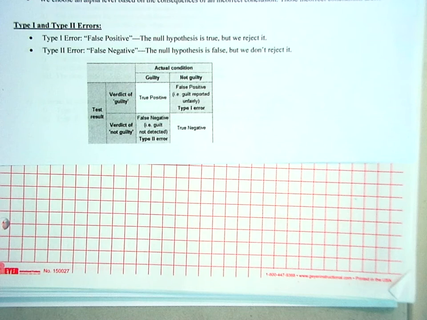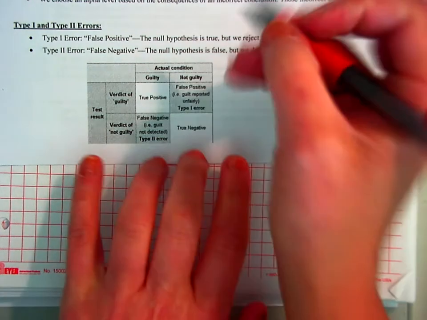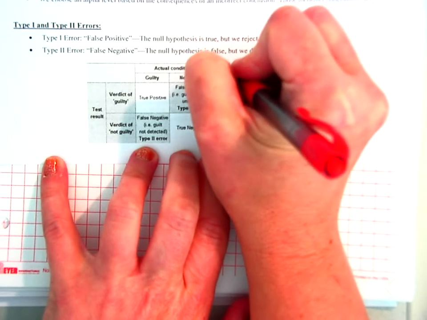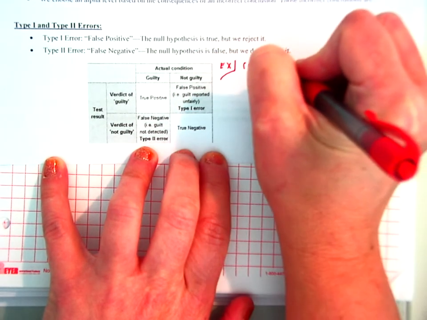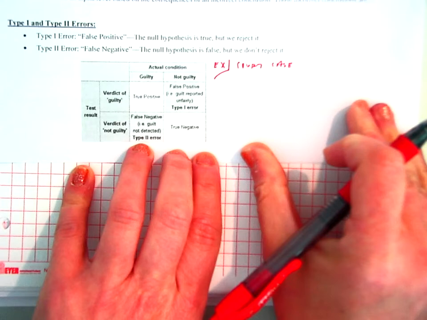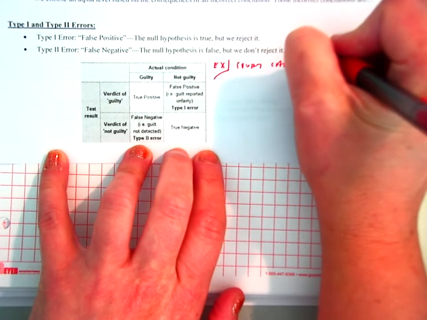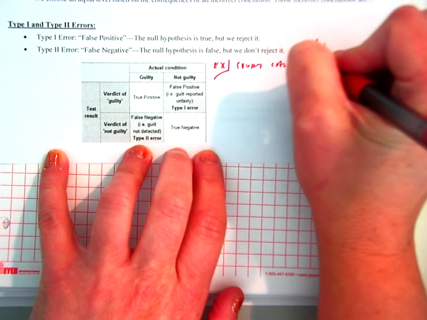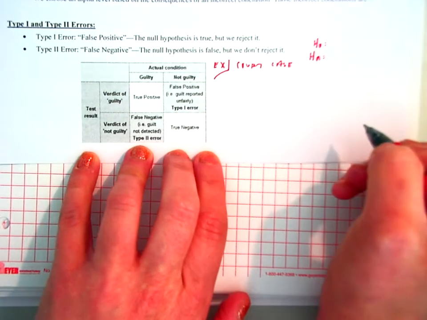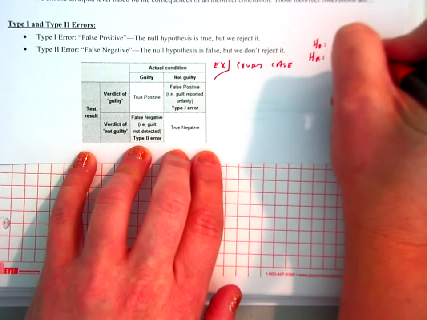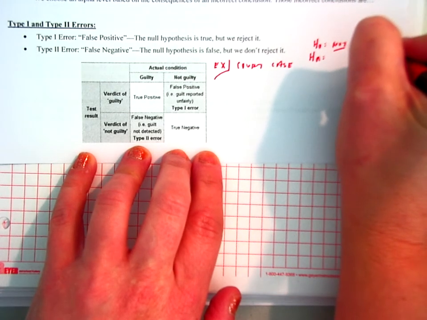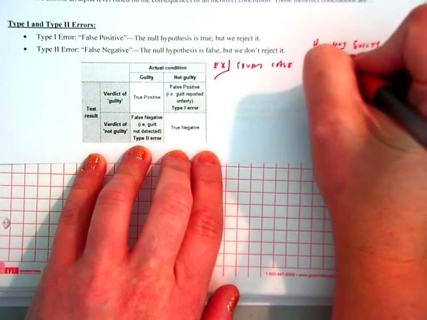So here, a good example that we always give is we go back to the legal system, and we think about a court case. So let me write this out. Here would be a court case. I'm going to think about what would our null hypothesis be, what would be our alternative hypothesis. Our null hypothesis, we always assume not guilty, and then our alternative would be guilty.